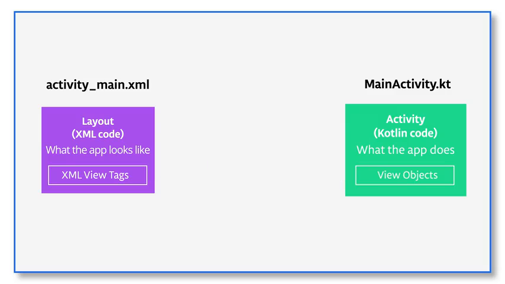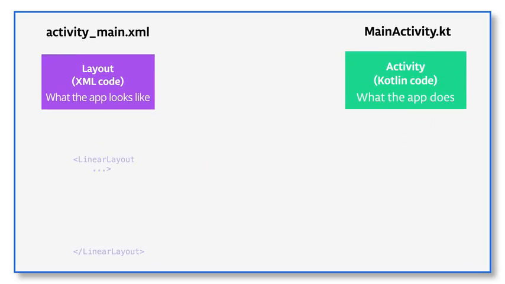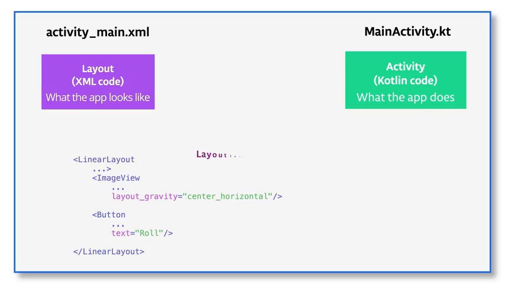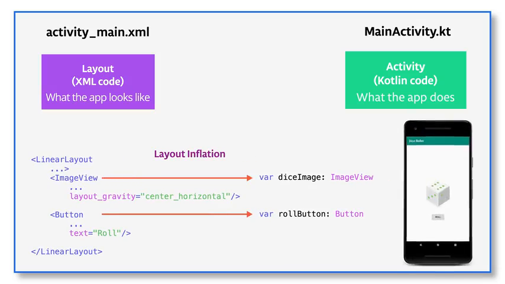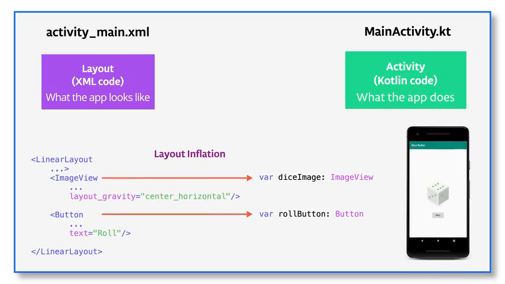So let's look at an example. The activity_main layout file for Dice Roller says that there's a button here and an image here. It also specifies things like that the button and image are centered and that the button has the label roll. The main activity, as it's starting, will inflate this layout, and this button and image that were defined in XML will become represented by Kotlin view objects in memory. The main activity can then start drawing these view objects to the screen.